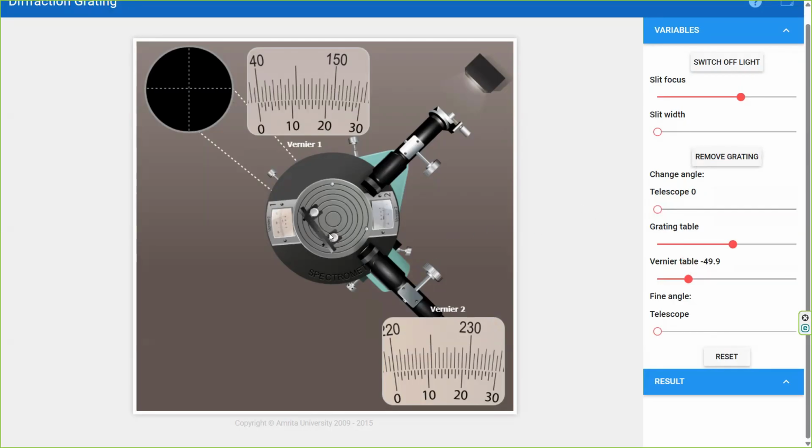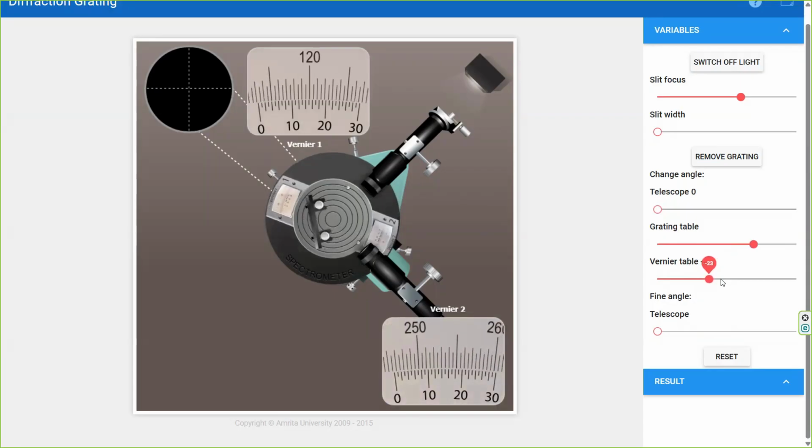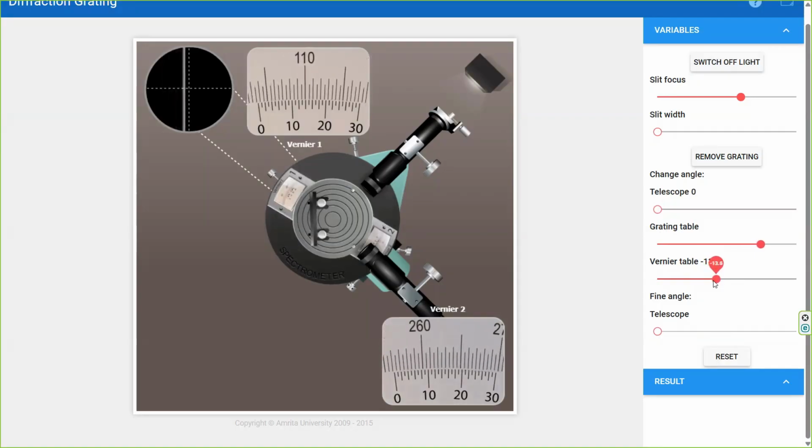Now you have to place the grating and slowly rotate the grating table or vernier table so that this grating will be inclined at an angle of 45 degree. So just observe here, I am rotating this grating table slowly until I observe the reflected image of the slit, and you observe the field of view here. You will observe the field of view and the slit image start to appear. And now exactly focus this reflected image of the slit to the crosswire. This is the third step.